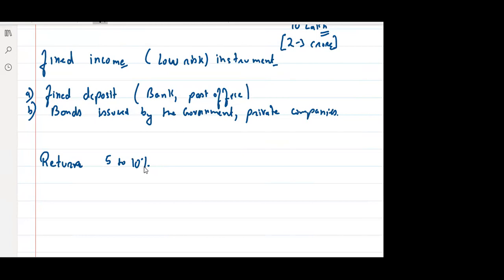Right. So let us talk about the second thing. This is a low risk instrument: fixed deposits and bonds. We will discuss both right after this. I'll also tell you what is bull and what is bear.